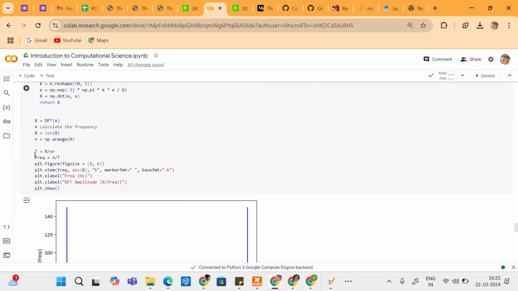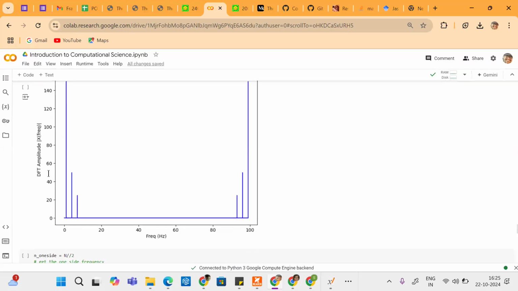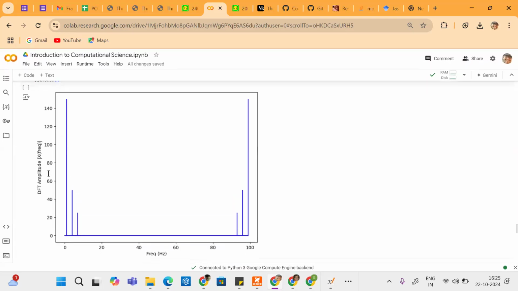As usual, total time is the number of samples divided by the sampling rate. Don't worry about these terms, it will come to you. But I am just plotting that, frequency versus the absolute value of X. And you see something remarkable here. Something very nice. What does this tell us?